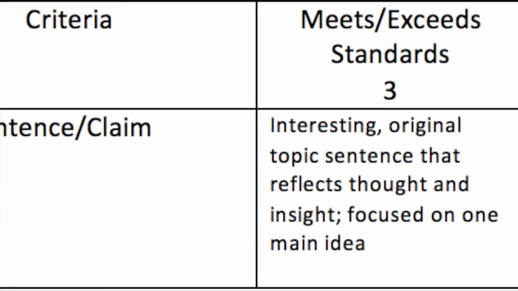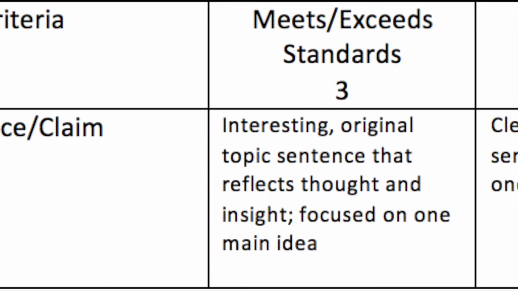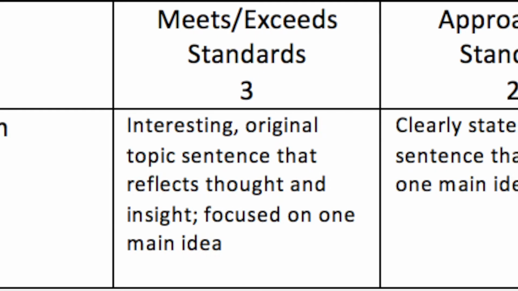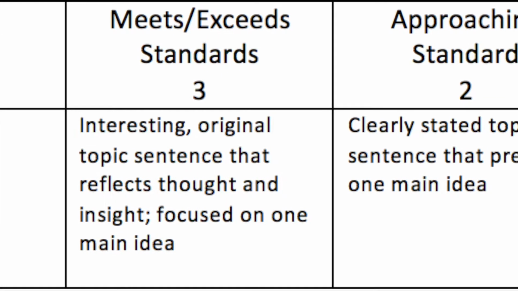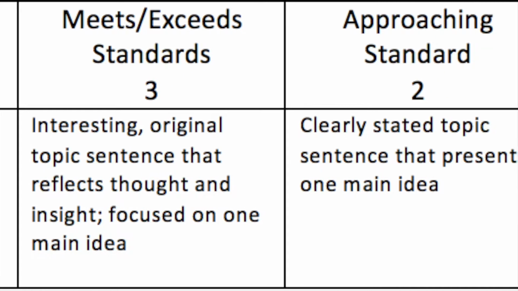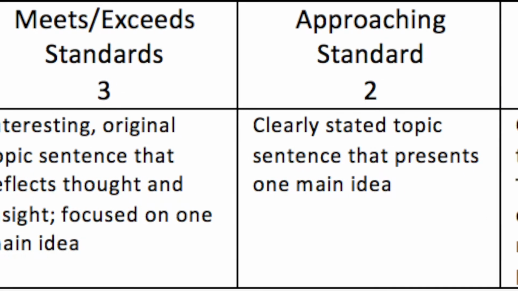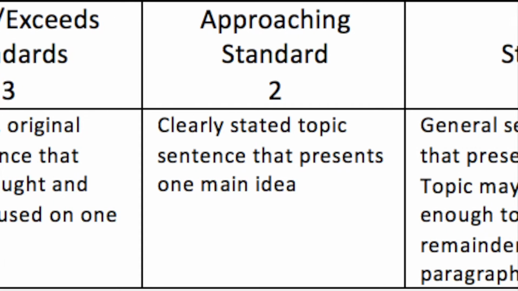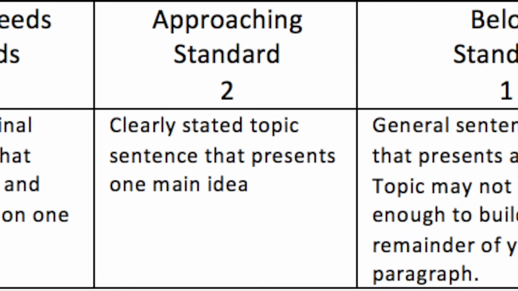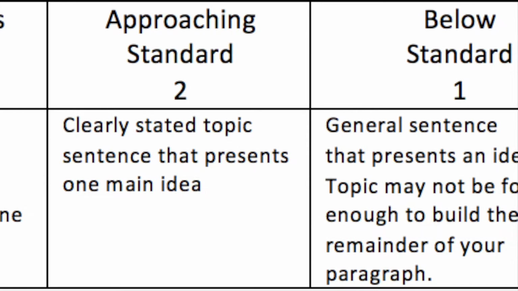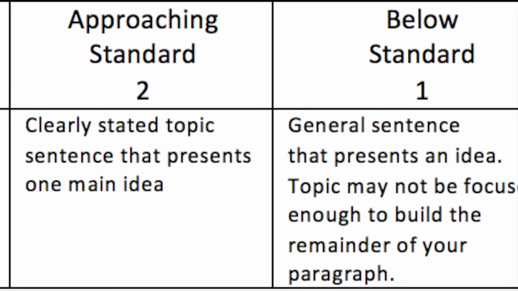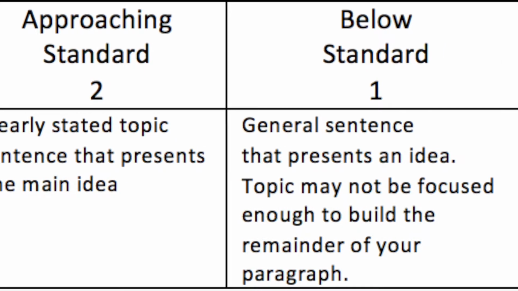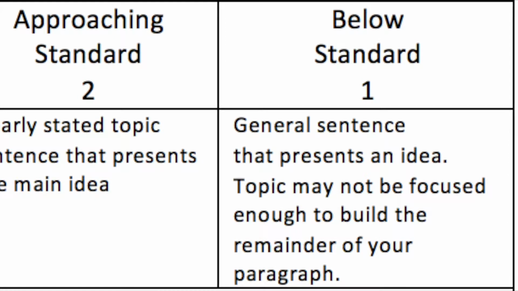A 3 is a meets or exceeds standard, and that tells us that your topic sentence is interesting, it's original, it has a creative idea in it, or a creative way to present the idea that you're going to be talking about in that paragraph. A 2 is just a plain and simple, clearly stated topic sentence that matches with the one main idea of the paragraph. And then a 1, which is below standard, is just a general sentence that presents an idea, but it might not be focused enough to build upon, or it might not necessarily be addressing the topic that you've chosen to write about.